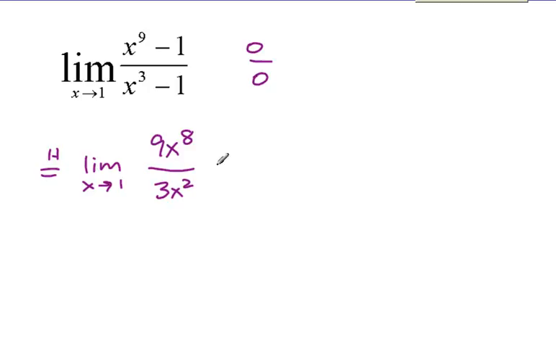Let's take a look at this one. So if I plug in 1, I get 0, and I plug in 1 on the bottom, I get 0. It's a candidate. So now I'm going to do L'Hopital. The limit as x approaches 1, derivative on top is 9x to the 8th, derivative on bottom is 3x squared. Now I plug in 1 again, and I get 9 over 3. My limit is 3.